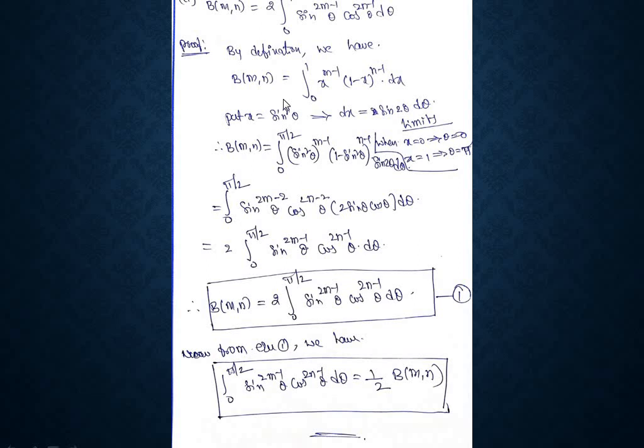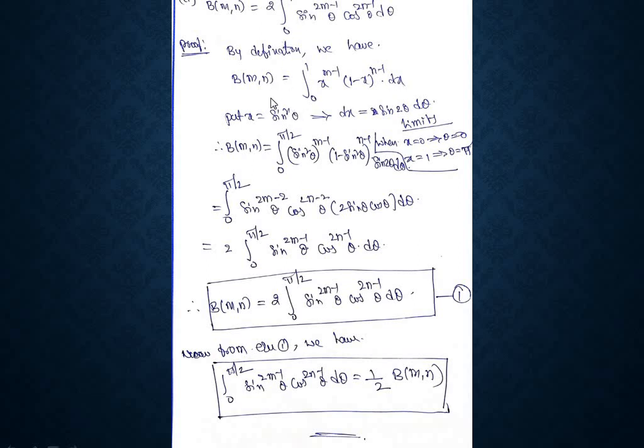And the second property: beta of m comma n is equal to 2 into integral 0 to pi by 2 sine power 2m minus 1 theta cos power 2n minus 1 theta d theta. This property also you can prove easily by using the basic definition of the beta function. You know that the basic definition is beta of m comma n is equal to integral 0 to 1 x power m minus 1, (1 minus x) power n minus 1 dx.